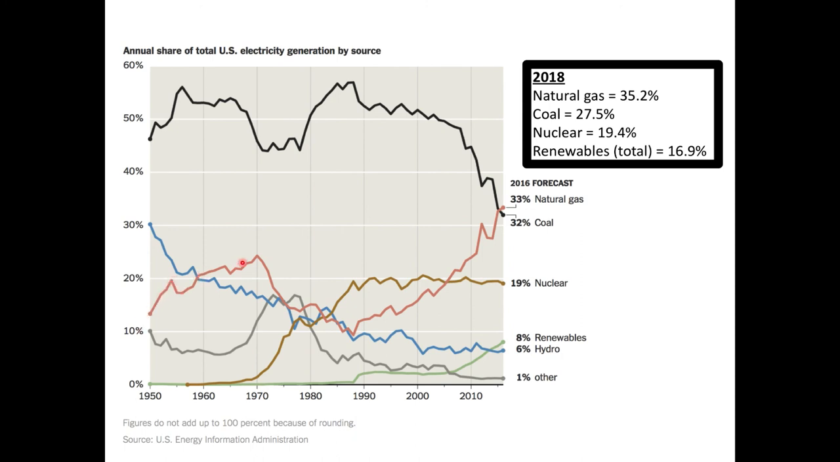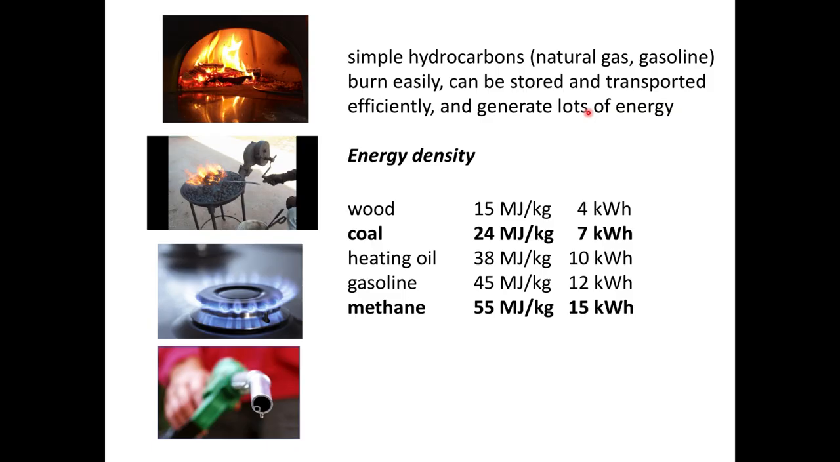It went up and down and up, a little bit above 20%, back down to about 10%. And notice that in the late 1980s, it started climbing. And if you look at coal, as coal declined, natural gas inclined. And these are data for 2018. Natural gas produced about 35% of our electricity, and coal was about 27% of our electricity. So this was only a couple of years ago.